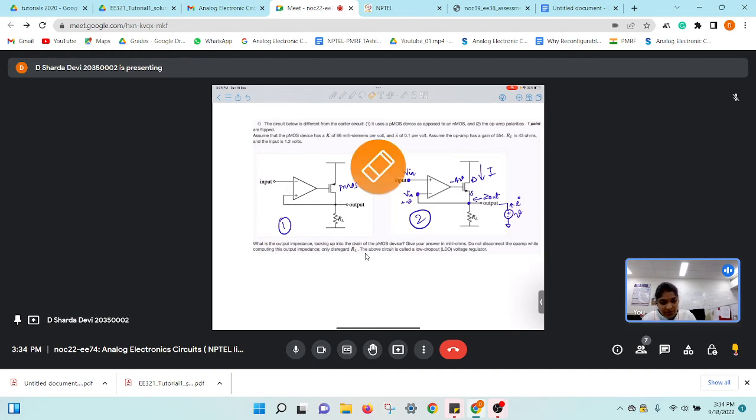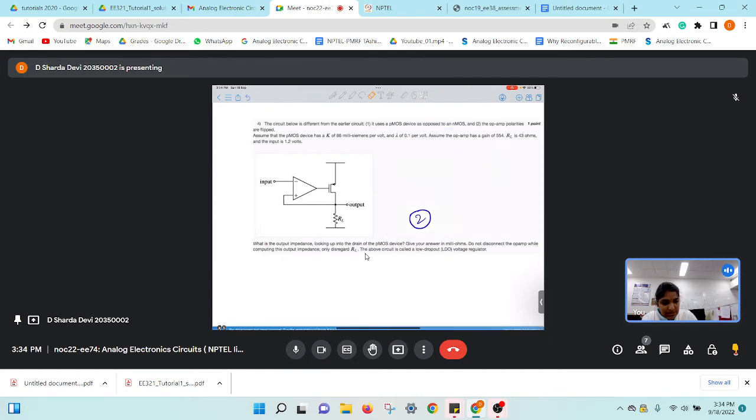So in this question also you have to do the same sort of analysis, and you have to find out the output impedance. Okay, so you have to find the output impedance looking into the drain of the PMOS. So again you have to find Z out. We have solved this question earlier, no? Just NMOS has been replaced with PMOS and terminals have been interchanged.